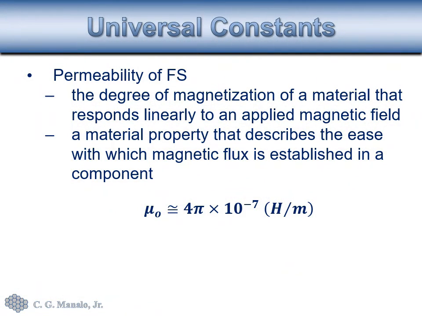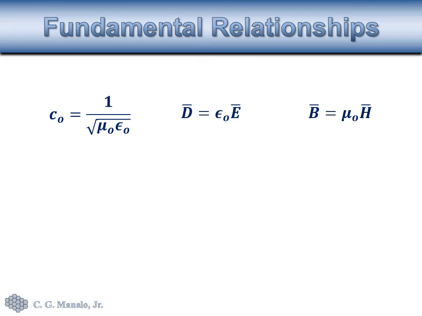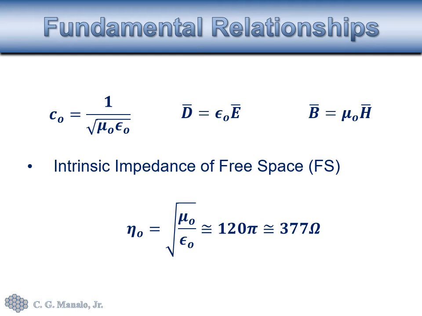We also have permeability, and this one affects the magnetization of materials and describes the ease to which magnetic flux is formed. For free space, this is the permeability. Okay, these constants are related by these set of equations. And we also have what is called the intrinsic impedance of free space, and it is given by this one.